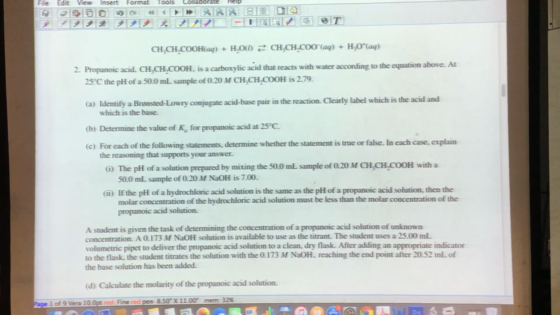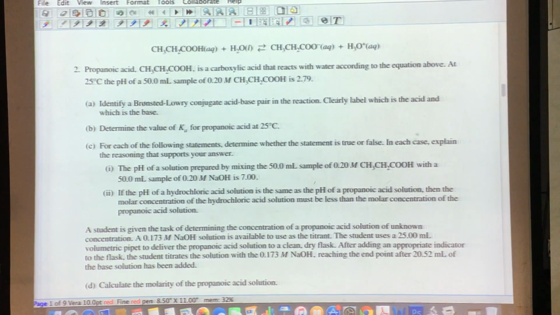So we've got an acid-base equilibrium. I know this is not a strong acid. This is a weak acid, and this is my acid group. This is my carboxylic acid, and this is my conjugate base, and we're at equilibrium. Propanoic acid is a carboxylic acid that reacts with water. The pH of the 50 milliliter sample of a 0.2 molar solution is 2.76. I'm going to write this here because that's important.